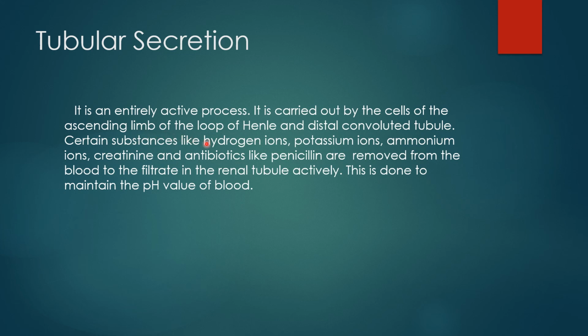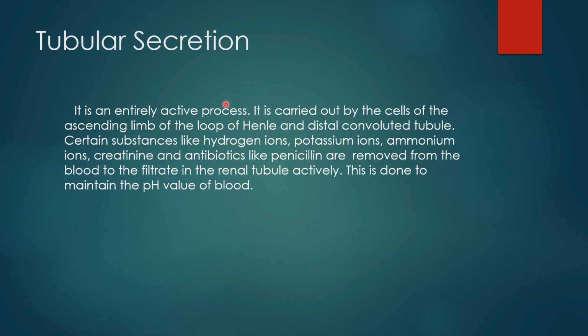So substances like hydrogen ions, potassium ions, ammonium ions, creatinine, and antibiotics like penicillin are removed from the blood to the filtrate in the renal tubule actively. That means by the utilization of energy. And what is the purpose of doing so? This is done to maintain the pH value of blood.